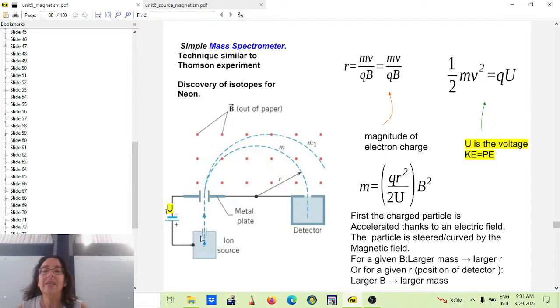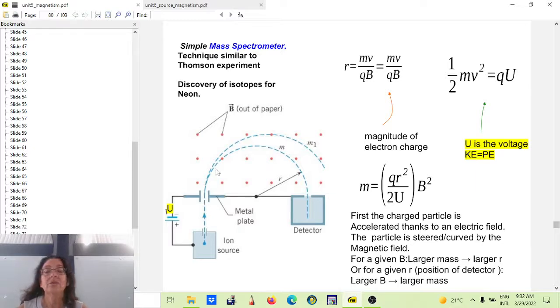So first, you're going to accelerate the ions. You take isotopes and you take away one electron, so they become positively charged, for example. And so now they are charged, so you can apply a voltage. So here I have my voltage. It's called U, uppercase U, so you don't confuse it with v, the velocity. Because you have an electric field here, it's going to speed up.